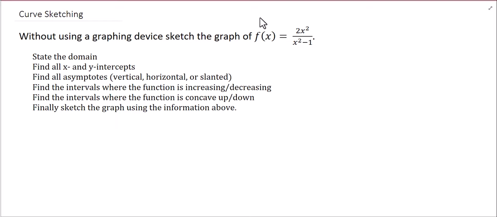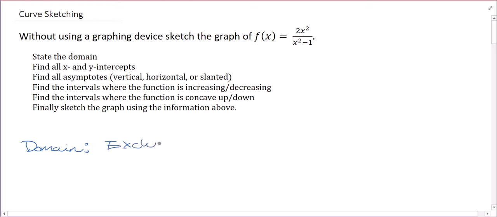So let's get started with this example. Let f of x be this. So first of all, what is the domain? For the domain of the function, we have fractions. So we want to exclude everything that will make the denominator 0. We don't want the denominator to be 0. So exclude x values when x squared minus 1 is 0.